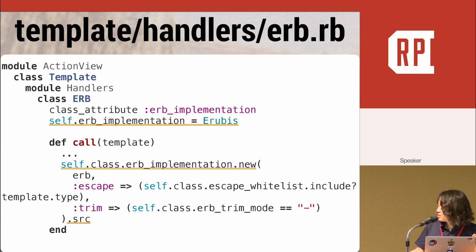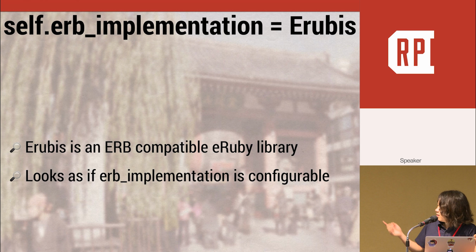There is one configuration called ERB implementation, and it's defaulted to Erubis. And it calls ERB implementation class.new. This is how it switches the ERB implementation. So what is Erubis? Looks like this is configurable, and you can use something else, right?